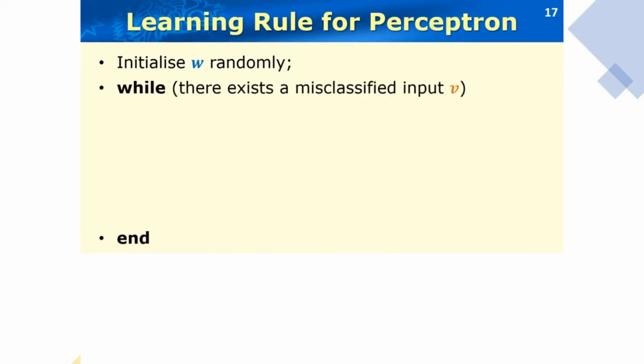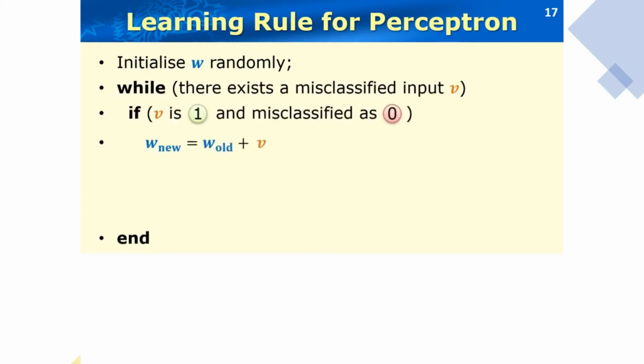So, based on the above example, let's now summarize the learning rules for Perceptron. Firstly, we initialize W at random to create a plane. When there exists any misclassified input V, the following loop begins. If V is positive but misclassified as negative, that is, the angle between the vector W and the V is larger than 90 degrees, then we use the plus learning rule. We add V to old W to get new W.